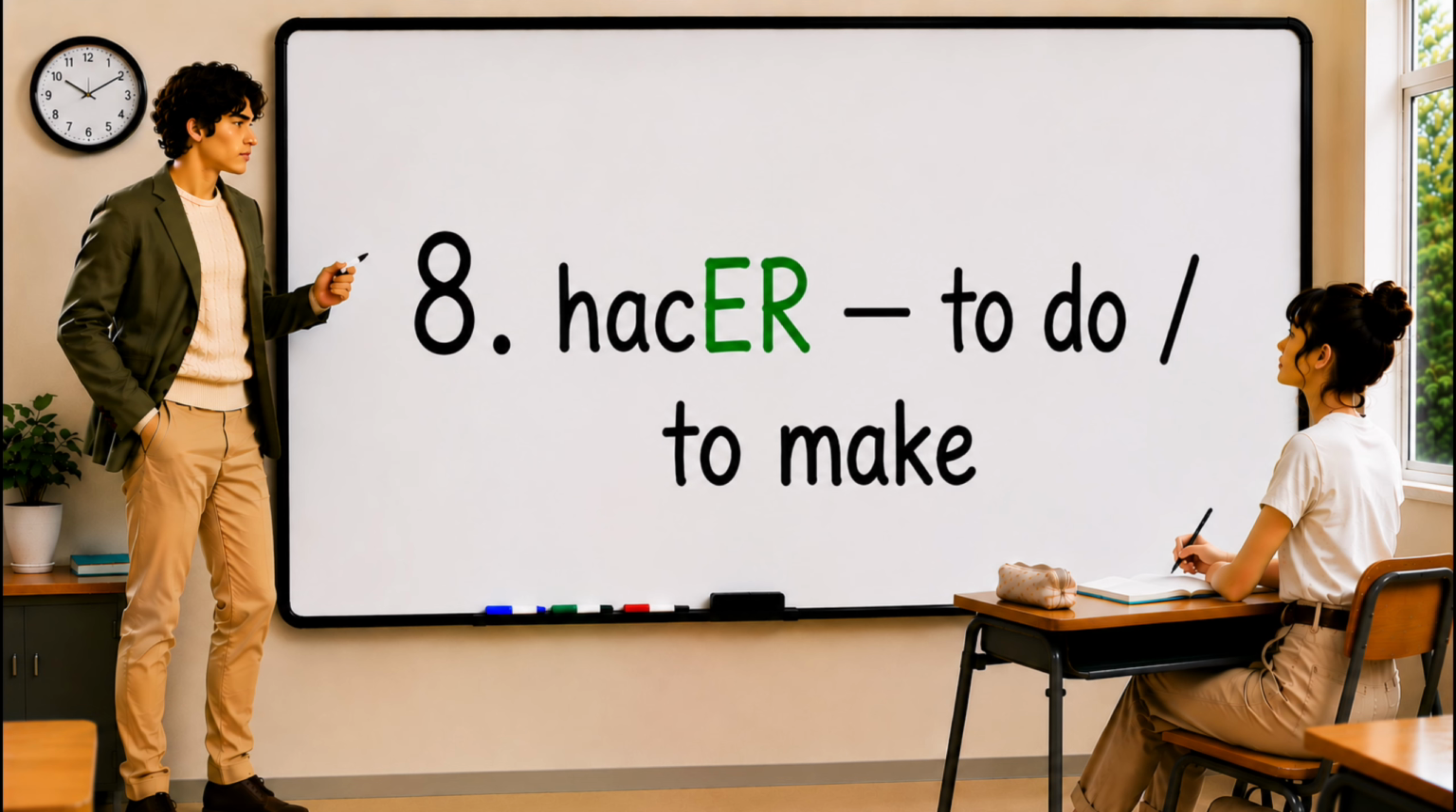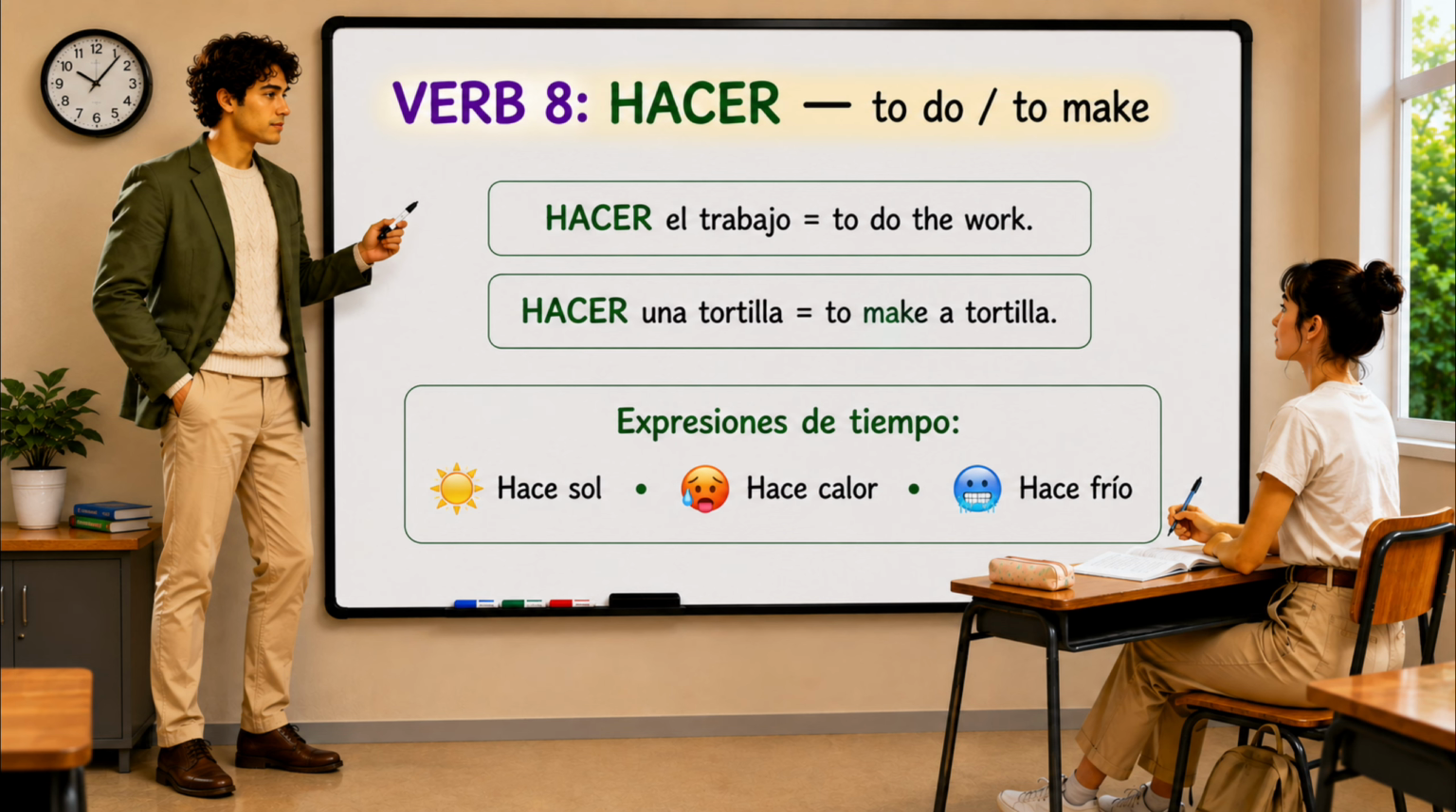Verb 8. Hacer. To do. To make. Hacer means both to do and to make. In English, those are two different verbs. In Spanish, one. Hacer el trabajo. To do the work. Hacer una tortilla. To make a tortilla. One verb, double duty. The yo form is irregular. Hago. That's the only oddity. The rest follows a regular ER pattern.